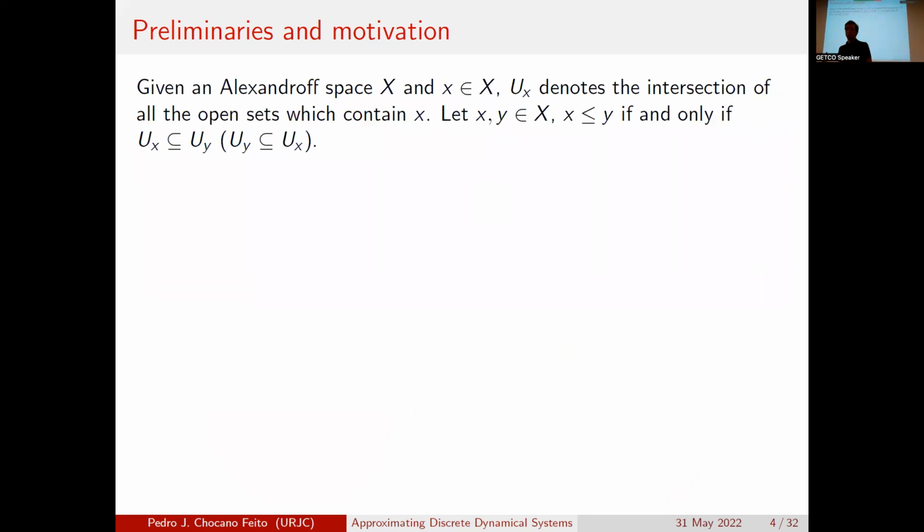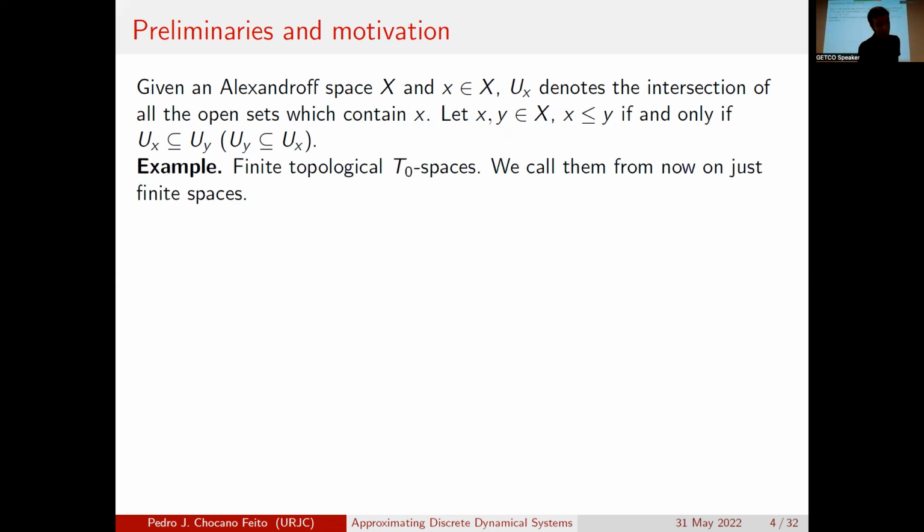The way to obtain a partially ordered set from an Alexandrov space is written here, and we saw this in more detail this morning. So the idea is to consider, for every point of our Alexandrov space, the intersection of every open set containing it. Okay. This is again an open set, and we define the partial order saying that x is smaller than y if and only if U_x is a subset of U_y.